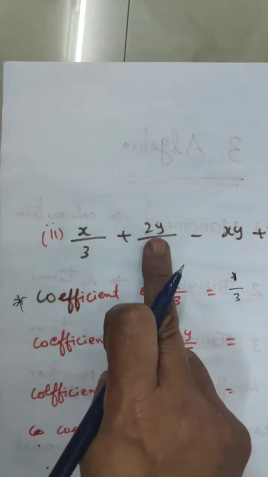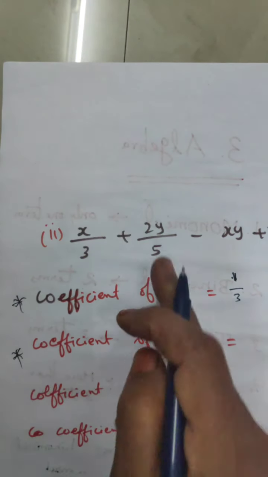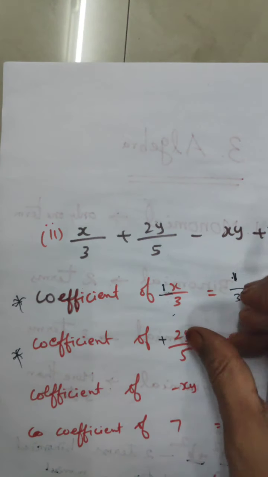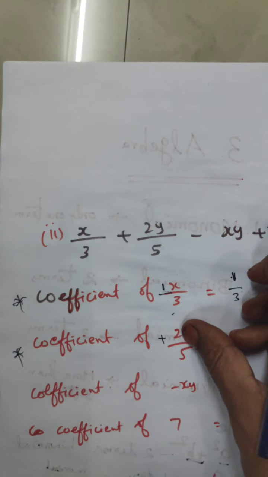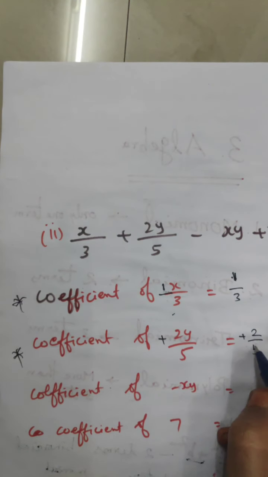Next, the coefficient of 2xy plus 2y by 5. The coefficient of plus 2y by 5: you close the variable. What is the number? Plus 2 by 5. You write plus 2 by 5.